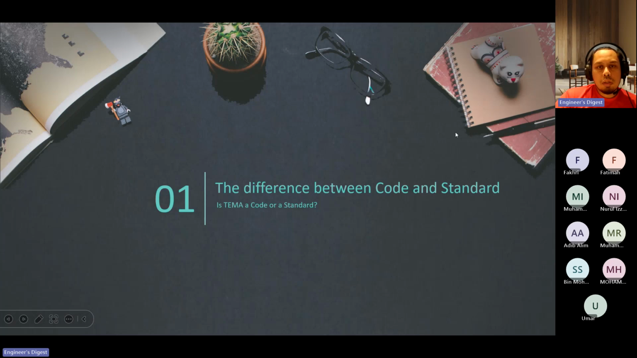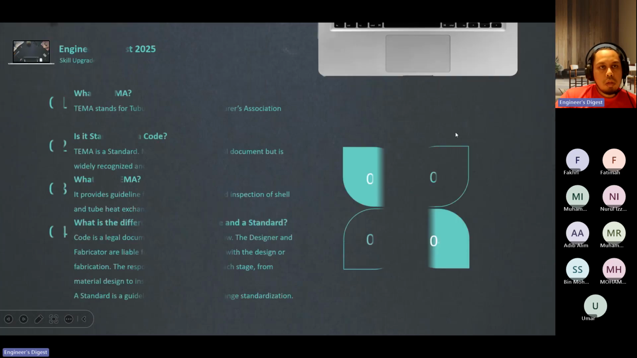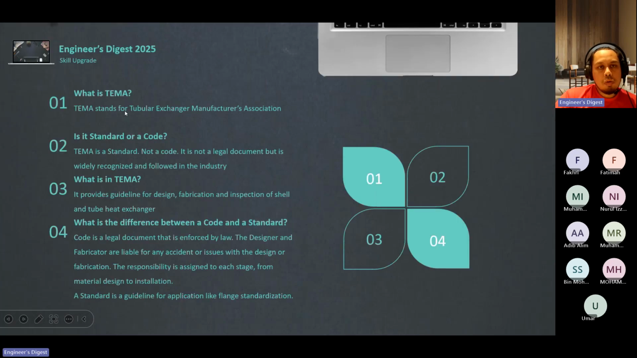Okay, difference between code and standard. What is TEMA? TEMA stands for Tubular Exchanger Manufacturers Association. So from the name, you know that this comes from a manufacturers association, and most standards are also governed by manufacturers. Is it a standard or a code? TEMA is a standard and not a code. What is the implication if it's a standard or a code?